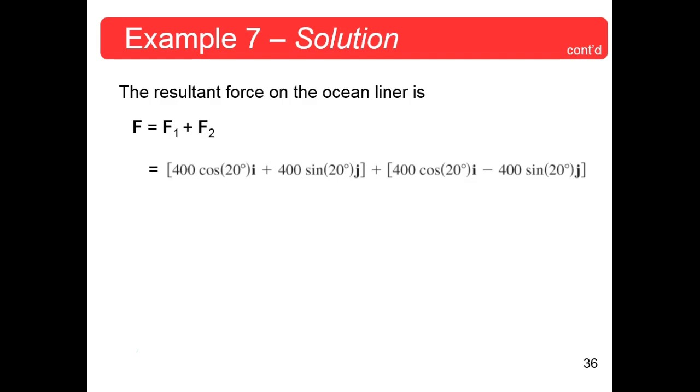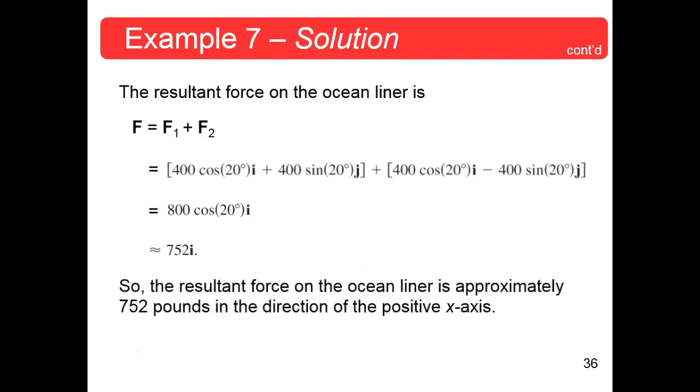Okay, spread it out there. That's F1 and F2. And that would be 800 cosine 20 i, and 400 sine 20 j minus 400 sine 20 j adds to 0. So this is 800 cosine 20 i. That's about 752 i. And everything was measured in pounds, so that would be pounds. So the resultant force on the ocean liner is approximately 752 pounds in the direction of the positive x-axis.